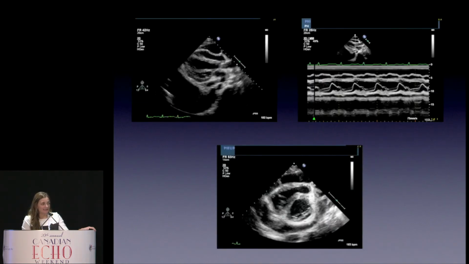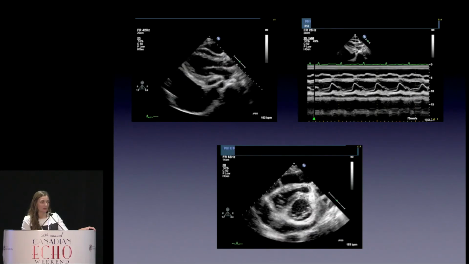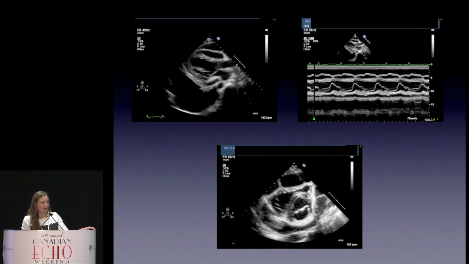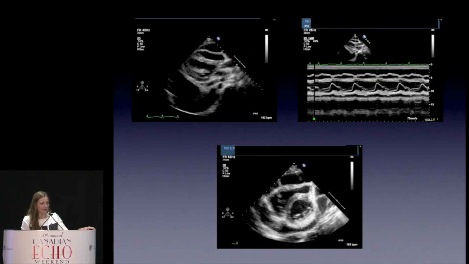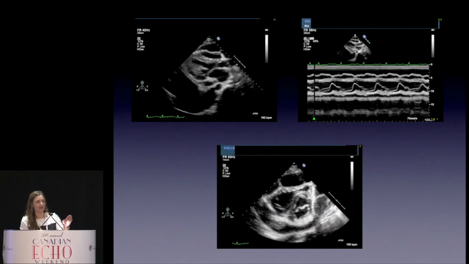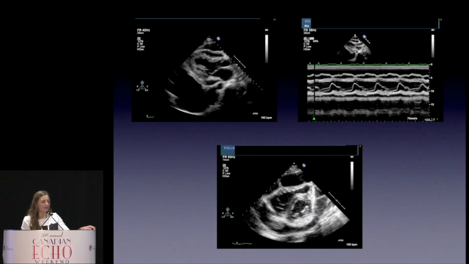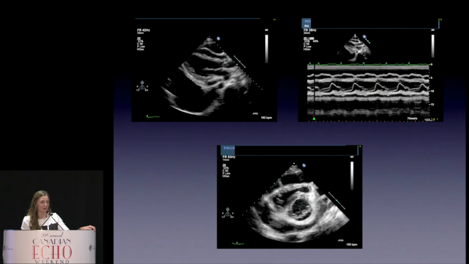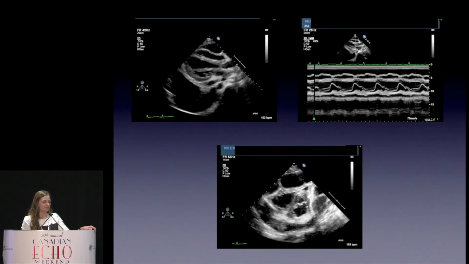We can see that there is this pericardial effusion anterior to the right ventricle and a large pleural effusion as well. We can see that there's chamber collapse of the right ventricular free wall, and then on the M mode, we can time it, and we can see that it's early, it's around the T wave. In the bottom image, we can see the abnormal septal motion, and again, that free wall collapse of the RV.